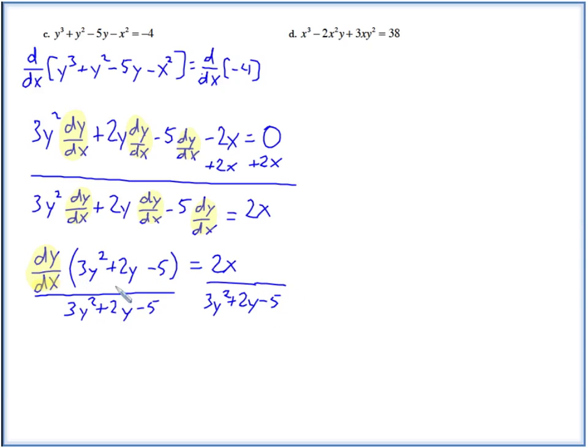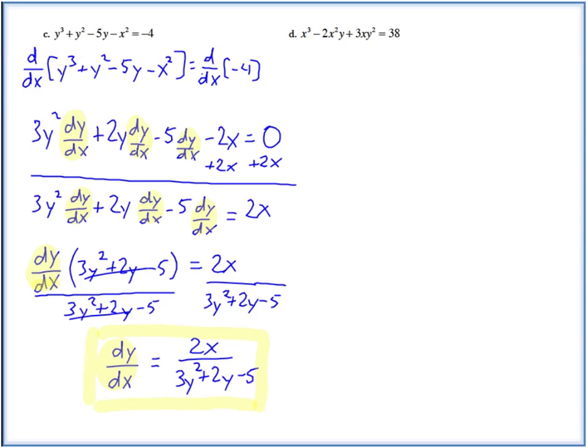Okay, so now you can see that's going to cancel here and here, and we're going to be left with dy over dx equals 2x over 3y squared plus 2y minus 5. And because we have dy dx by itself isolated over here, this is our final answer. In this case, we're just going to leave our y's in our derivative because we're not going to solve for this explicitly.